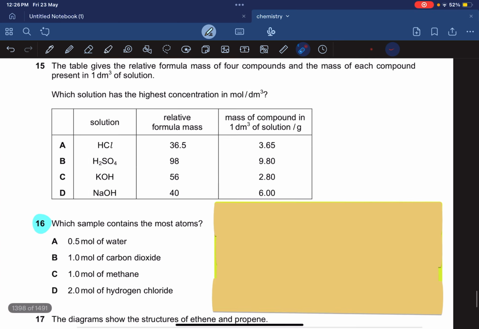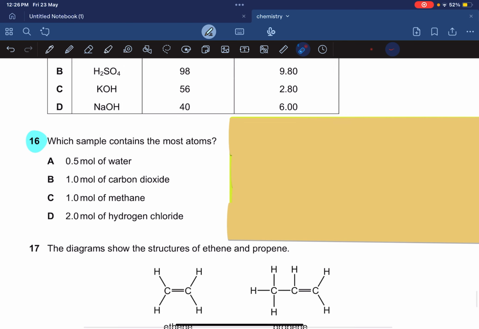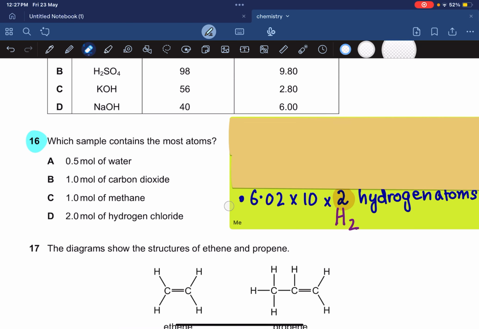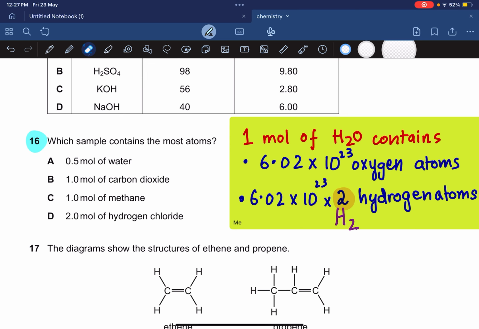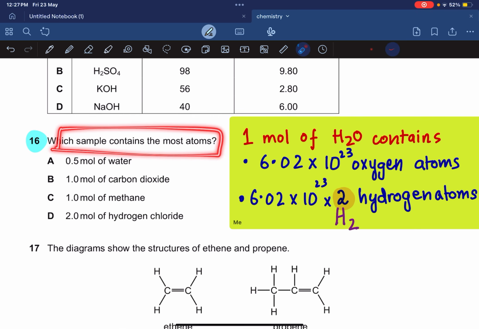So moving on to the next question, which was this, that was found challenging. These were the extreme questions that were found very, very challenging. So let's understand this. What sample contains the most atoms? Now what we're talking about is atoms. We have to look at atoms. 0.5 mole of water, 1 mole of carbon dioxide, 1 mole of methane, and 2 moles of hydrogen chloride.